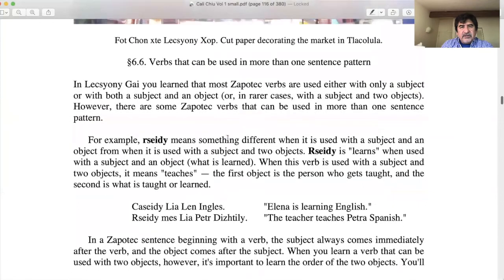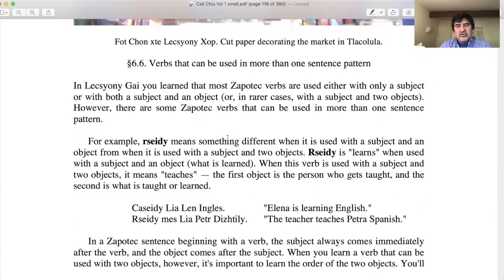So we have verbs that can be used in more than one sentence. For example, a verb means something different when it's used with a subject and an object from when it is used with a subject and two objects. Say it means learns when it's used with a subject and an object, and I'll give an example in a second. But when this verb is used with a subject and two objects, it means teaches.